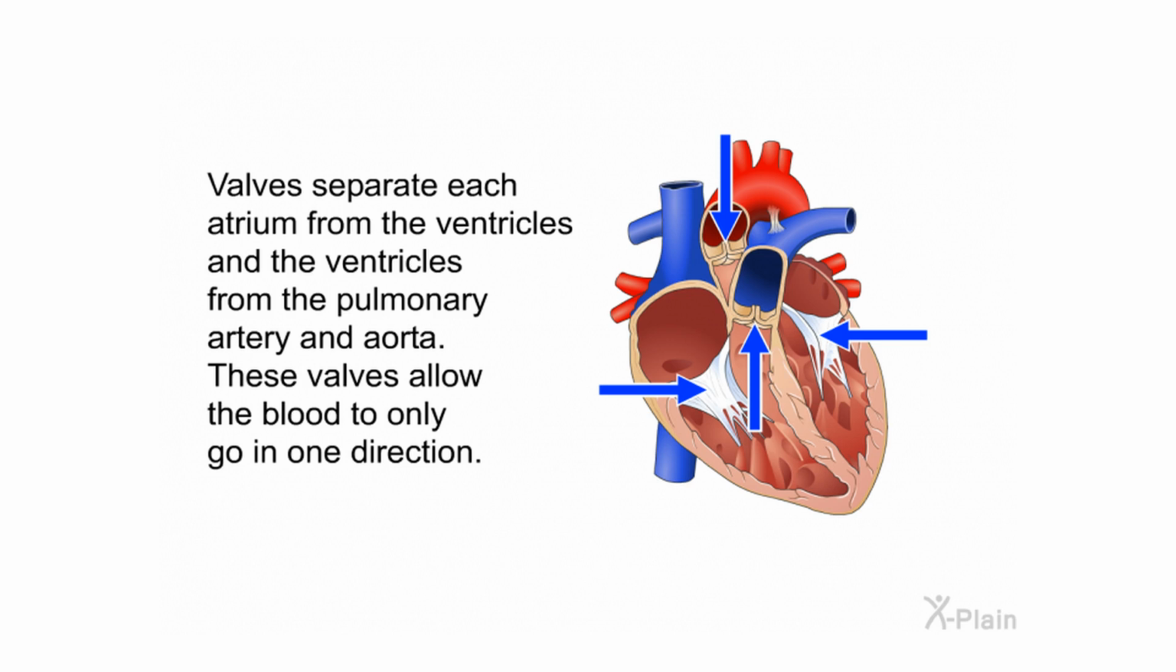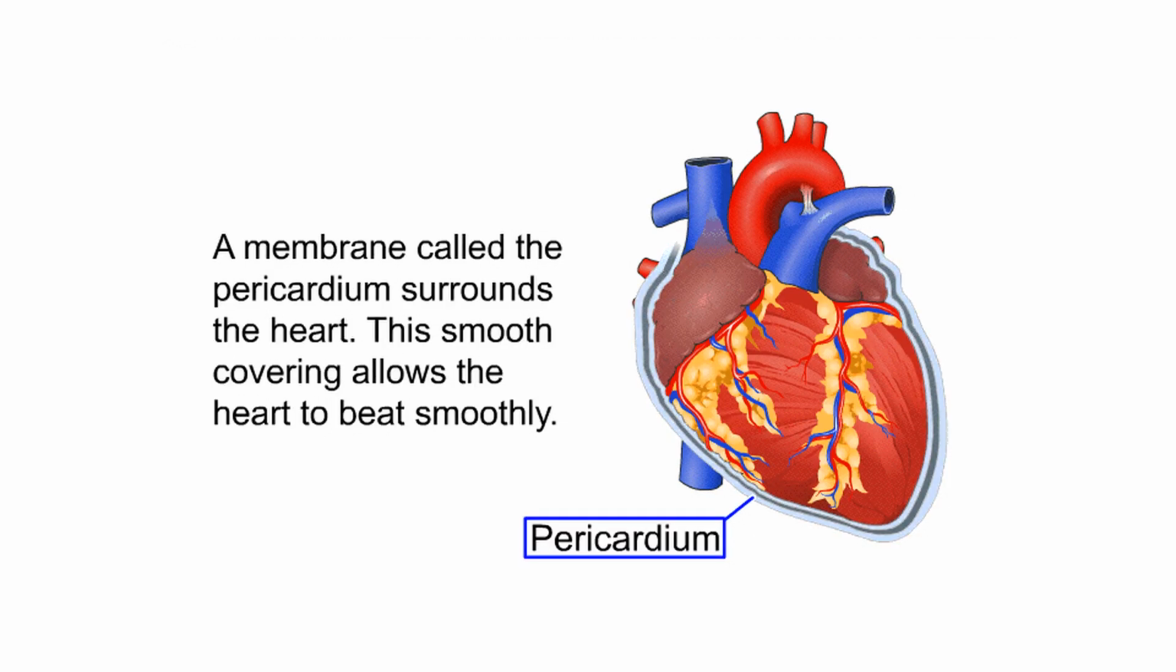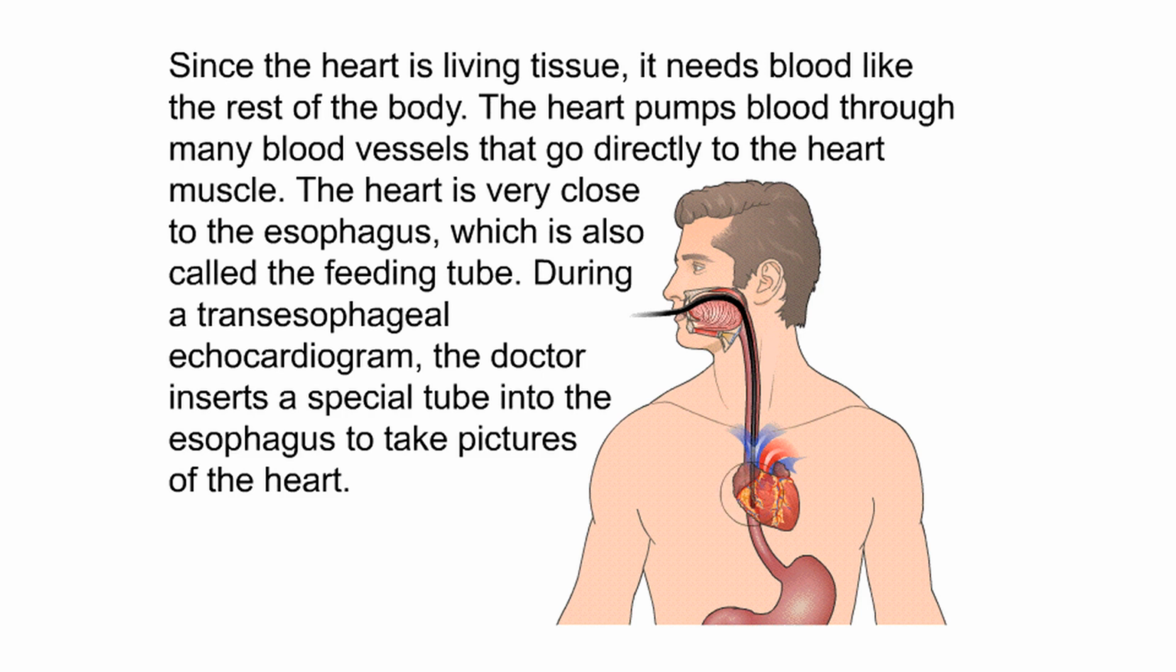Valves separate each atrium from the ventricles and the ventricles from the pulmonary artery and aorta. These valves allow the blood to only go in one direction. A membrane called the pericardium surrounds the heart. This smooth covering allows the heart to beat smoothly. Since the heart is living tissue, it needs blood like the rest of the body. The heart pumps blood through many blood vessels that go directly to the heart muscle. The heart is very close to the esophagus, which is also called the feeding tube. During a transesophageal echocardiogram, the doctor inserts a special tube into the esophagus to take pictures of the heart.